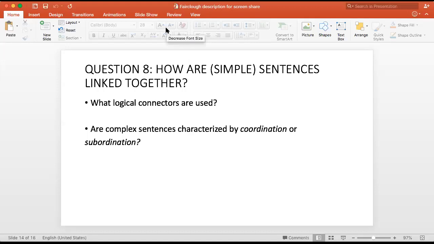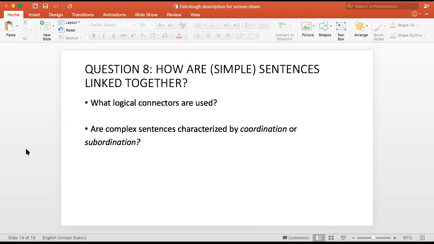Maybe there are also other connectors that join two clauses in a way that one becomes the main clause and the other becomes the subclause. Coordination is when you join two clauses through the word "and". So you can also look for these. "But" is also one of them. So how are these simple sentences connected? This is your 8th question.